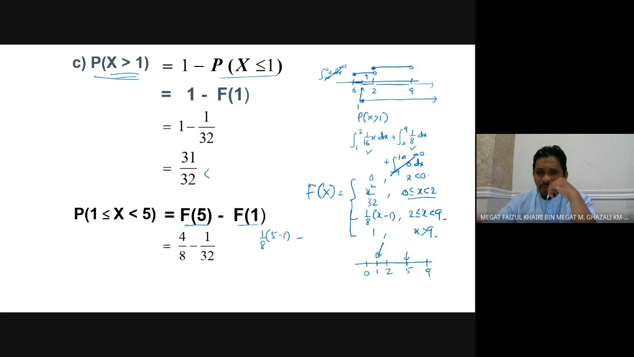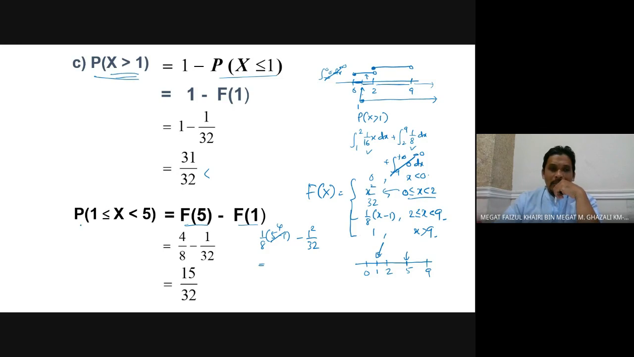And for 0 until 2, the function related is x squared over 32. So then, 1 squared over 32. So we get 5 minus 1 equal to 4, 4 over 8 minus 1 over 32 equal to 15 over 32.